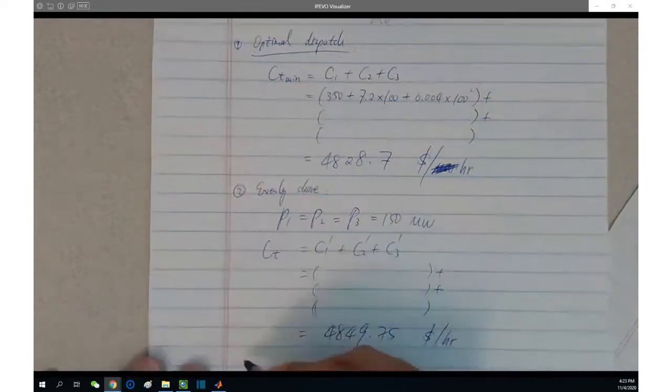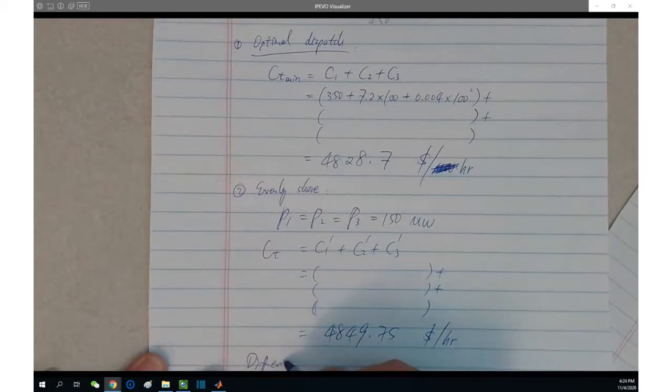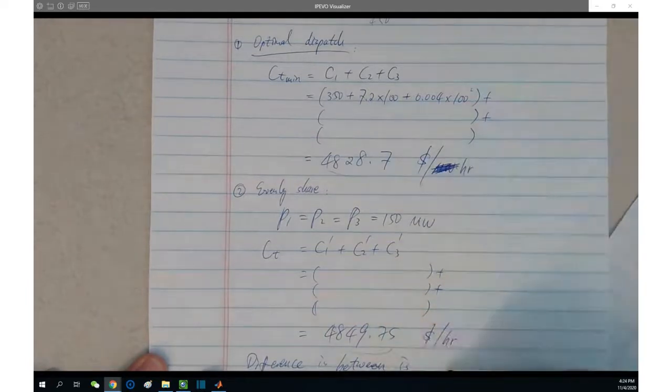Then what is the difference? As the final answer, the difference in between is just subtraction between this and this, which is about $21. 21.5. Can say this.